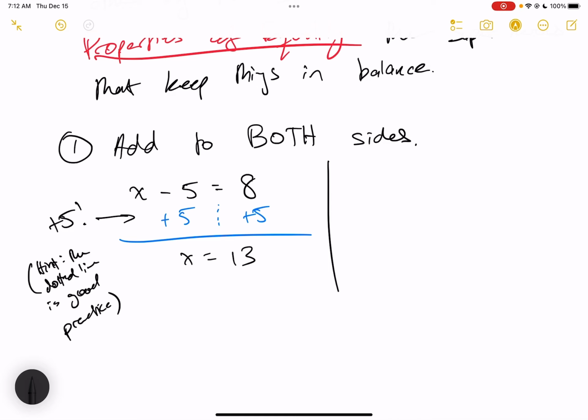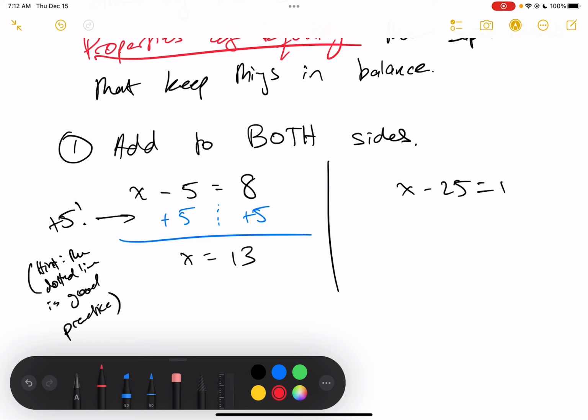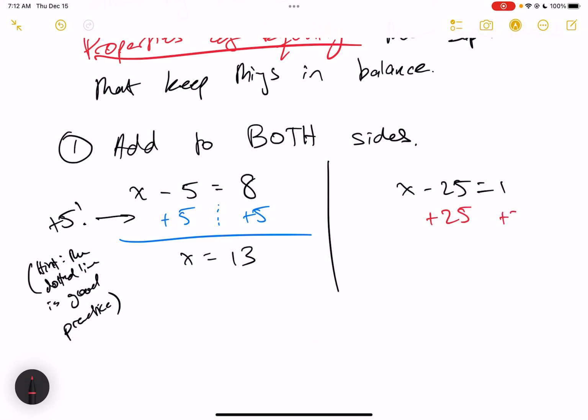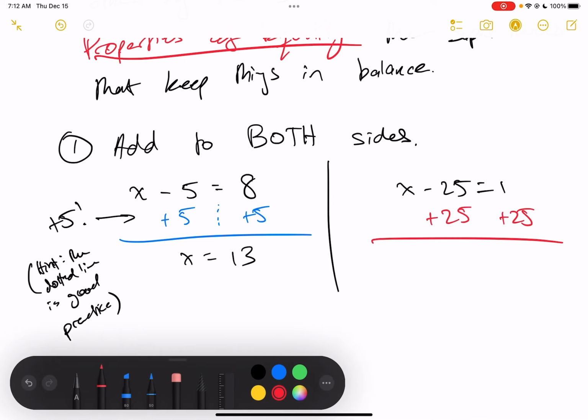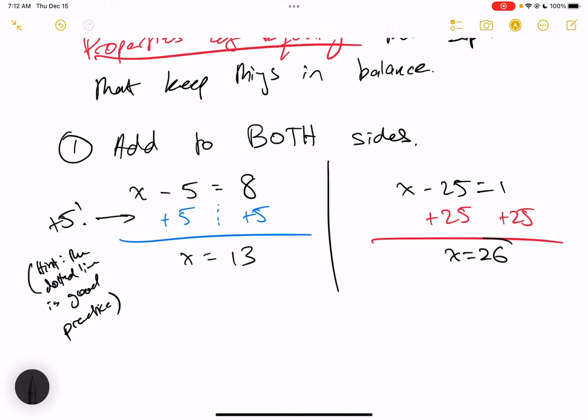That'll become relevant later, once we start dealing with more complicated equations, but let's stick with what we have for right now with one more example with adding. So let's say x minus 25 equaled 1. In this case, once again, we can add 25 to both sides. Why am I picking 25 is something we'll see later. The logic behind it, you might already be able to see it.